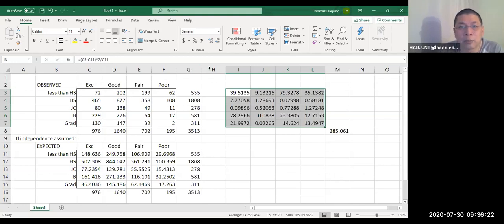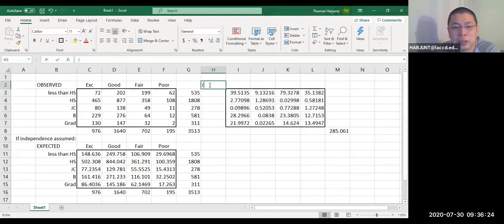Okay, let me type what I did here. This is O minus E squared over E. Now that's our test statistic. Okay, let me copy this and put it in our notes.